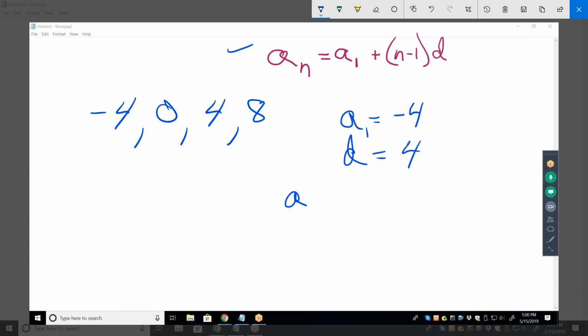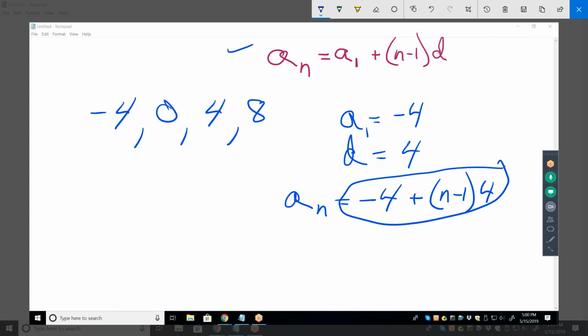So it would be what? a sub n equals -4 plus n minus 1 times 4. Okay, now we can simplify that, and you always will be able to. So what's the first step in simplifying that? Doing the parentheses. Okay, how do I do that? What should I write?